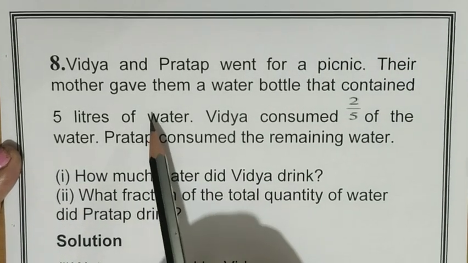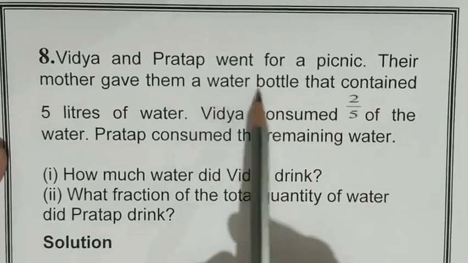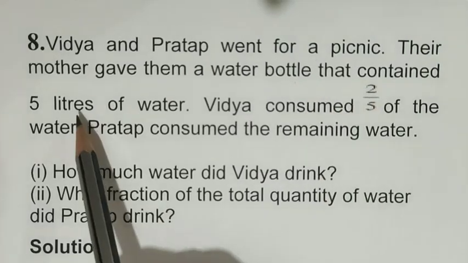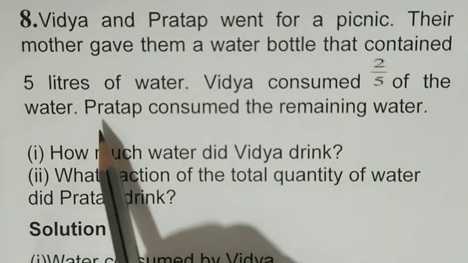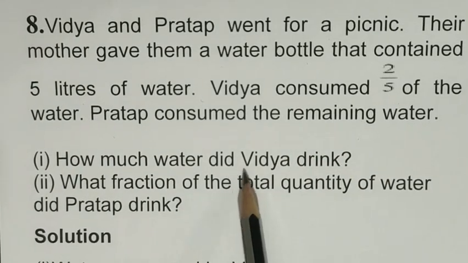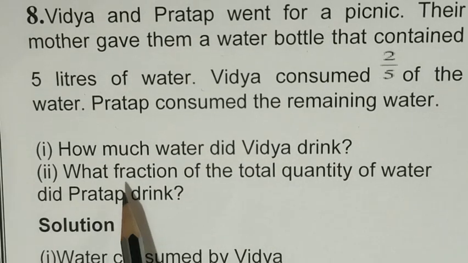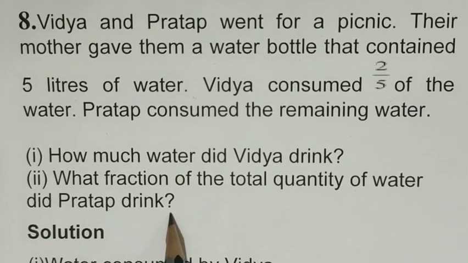Last question of exercise 2.2. Vidya and Pratap went for a picnic. Their mother gave them a water bottle that contained 5 liters of water. Vidya consumed 2 by 5 of the water. Pratap consumed the remaining water. How much water did Vidya drink? That is the first question. And what fraction of the total quantity of the water did Pratap drink?